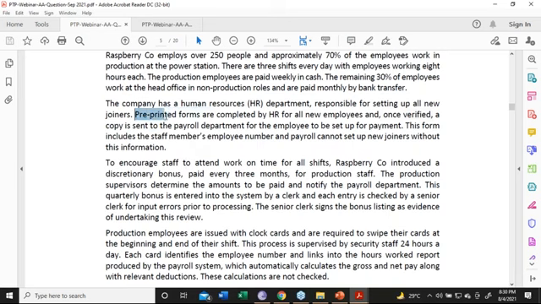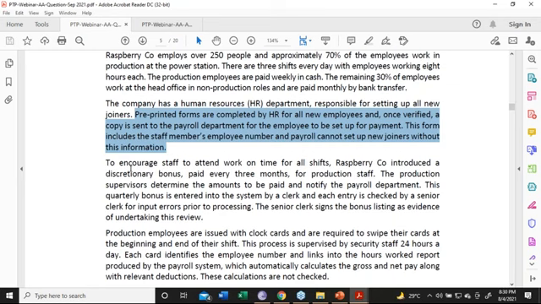What are you going to copy? Pre-printed forms are completed by HR for all new employees, and once verified, a copy is sent to the payroll department for the employees to be set up for payment. This form includes staff members, employee number, and payroll cannot set up new joiners without this information. And this will give you half a mark, everything from the question. Now the question is how to explain that key control.